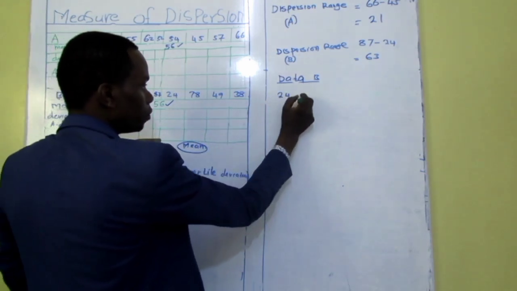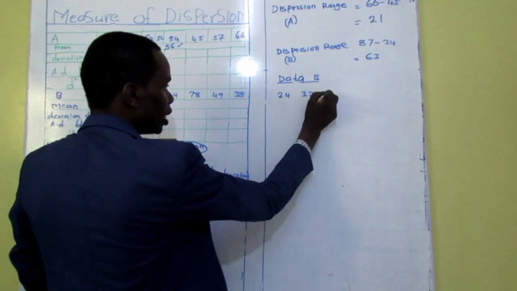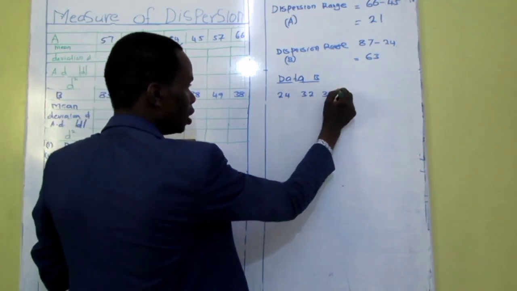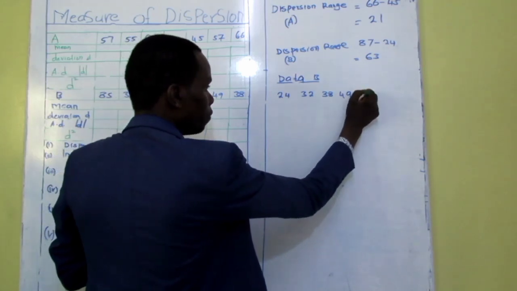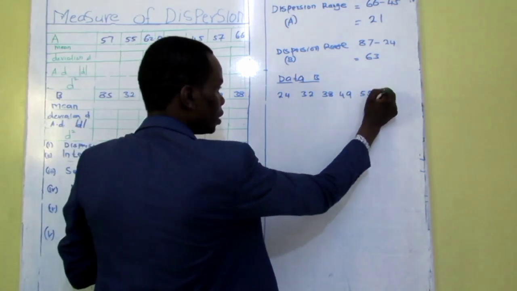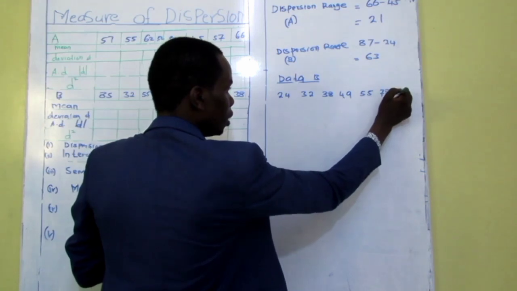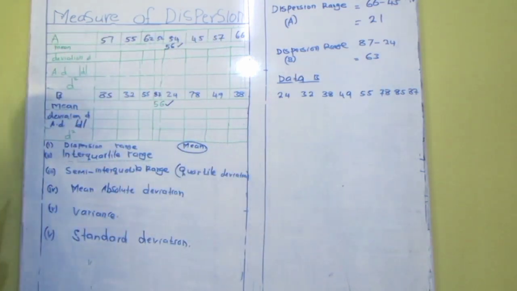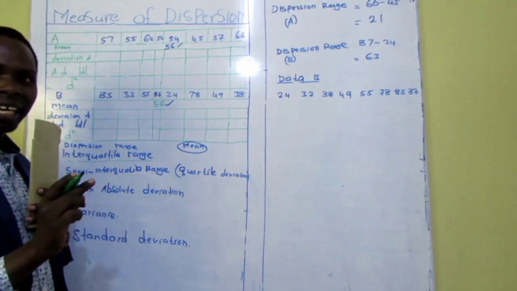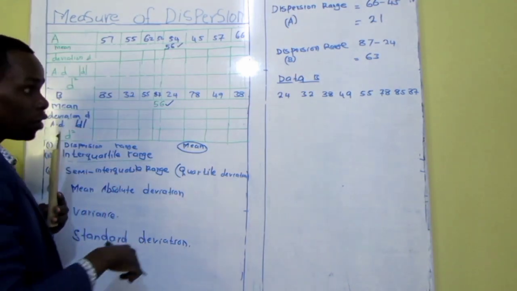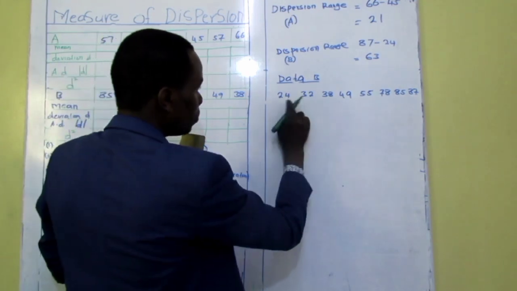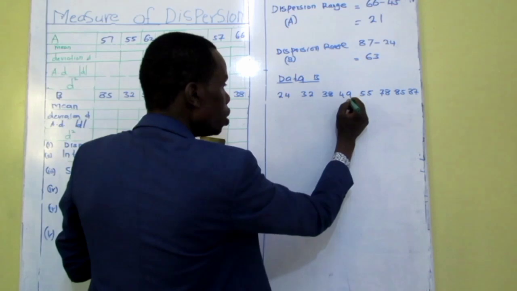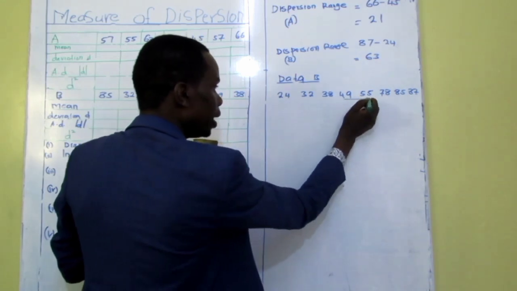24, 32, 38, 49, 55, 78, 85, 87. Now, from here, we can find the median, isn't it? If we're going to have the median, what will be the median? The median is going to be between 1, 2, 3, 4. So 1, 2, 3, 4. So if we're going to average this, we're going to have the median.